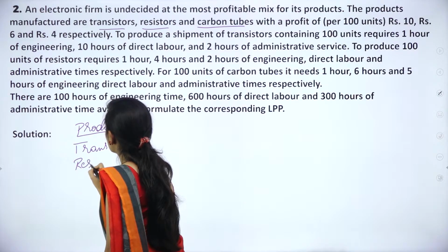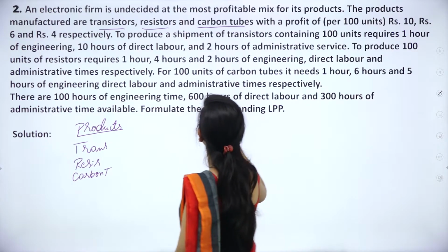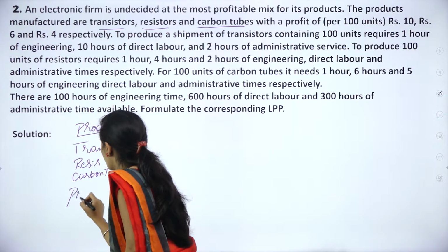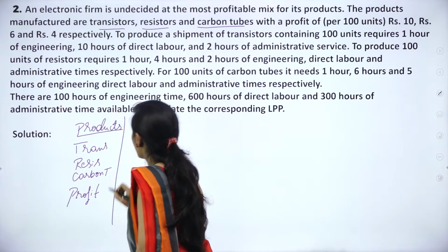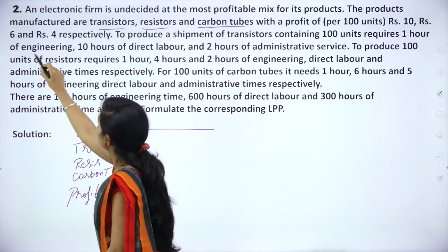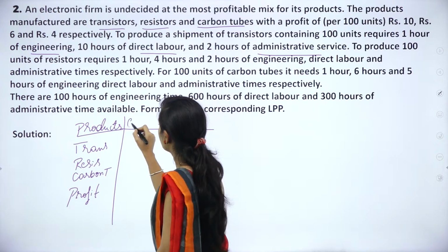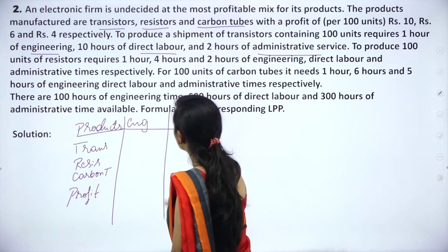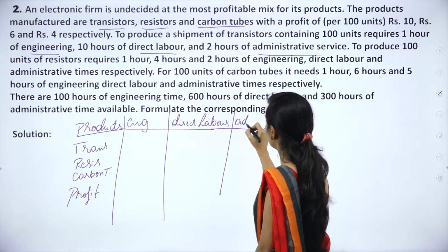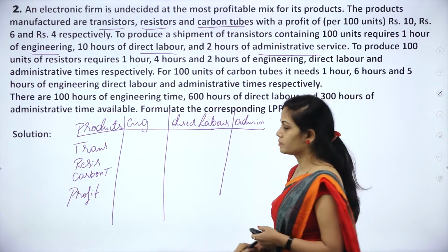Transistors, resistors and carbon tubes, with a profit per 100 units, and they are produced by engineering, direct labor and administrative. So now you can write the given values.